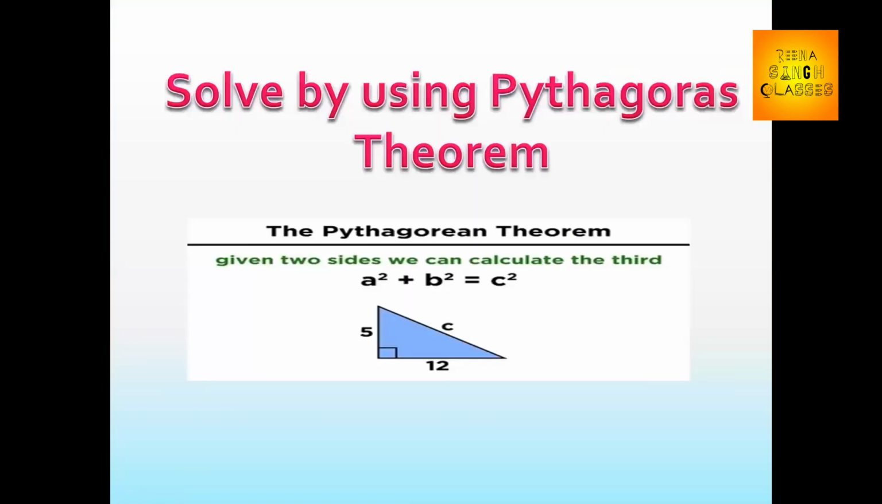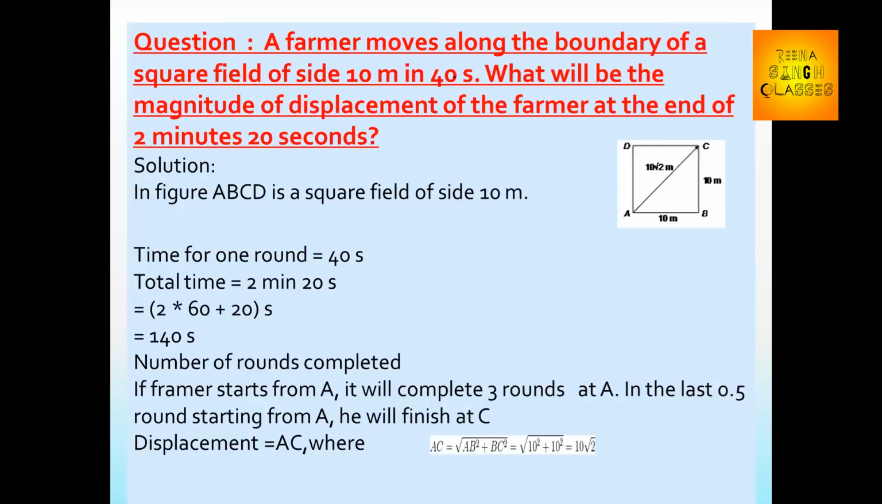Now you are going to solve some numericals using the Pythagoras theorem. A farmer moves along the boundary of his square field of side 10 meter in 40 seconds. What will be the magnitude of displacement of the farmer at the end of 2 minutes 20 seconds? In the figure, ABCD is a square field of side 10 meter. Time for one round is 40 seconds. Total time is 2 minutes 20 seconds, so we get 140 seconds.